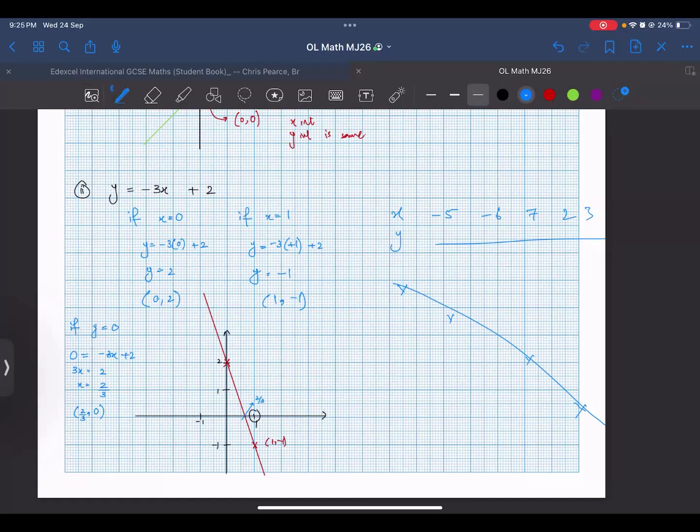Understood? Plotting and then joining. In sketching you only found two things, you use those two and you got the line. That's it. Easy. No need to go through the complete procedure. So sketching is the shorter version of plotting. You can say that as well.